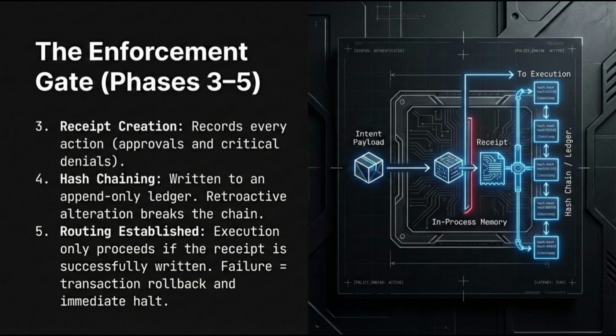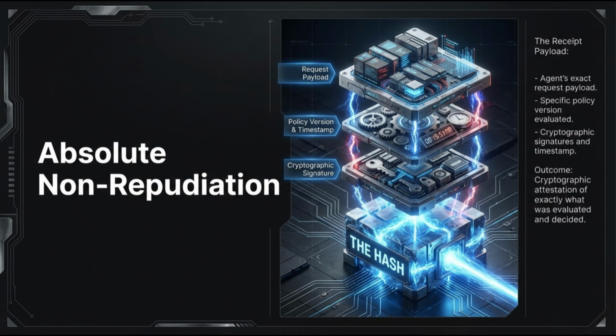Fifth, routing established. Only after the receipt is successfully generated and recorded is the execution routed to its destination. If the receipt cannot be written to the ledger, the transaction is rolled back and execution halts. This is not a best effort log. This is a structural gate. This sequence is structurally enforced. The system cannot proceed without it. The enforcement is not advisory. It is mechanical. Now, what does this architecture provide?